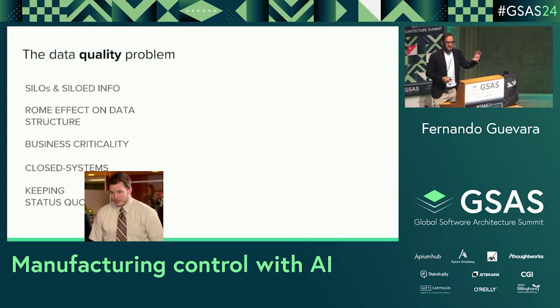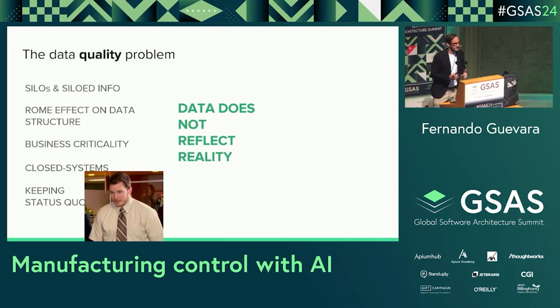But all of this, I think, really represents one thing, which is that data doesn't reflect the reality. And for manufacturing in particular, it's super important because we are building actual real products. How important? This is ridiculous.